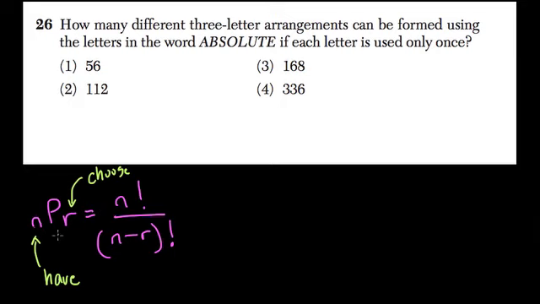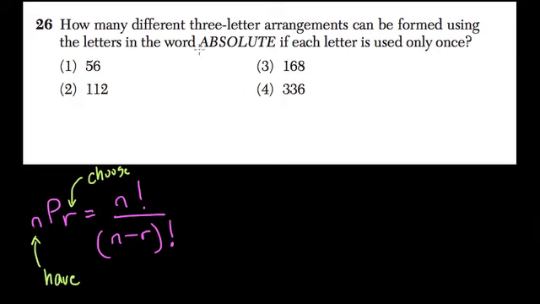Now I'm going to use a permutation, P for permutation, because in this question, the order does matter. Every time I rearrange my letters in a different way, this matters. It's a new word. So here's what they're asking. They're saying how many different three-letter arrangements can be formed using the letters in the word absolute if each letter is used only once.